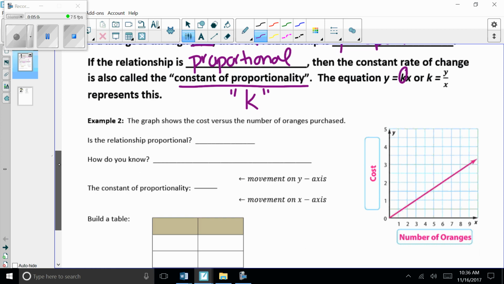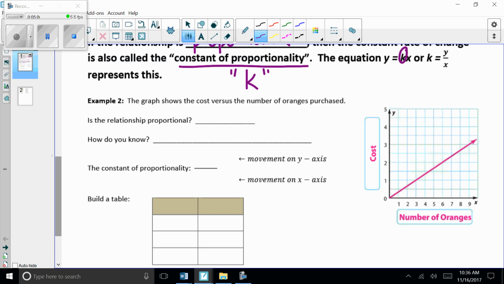So let's go to our next example. It says example 2. The graph shows the cost versus the number of oranges purchased. So is this relationship proportional? So to know if it's proportional, remember it goes through 0, 0. We come over here and we look at 0, 0 on our graph. Yes, it does go through 0, 0. So therefore, yes, it is proportional. How do you know? Because the line goes through 0, 0.